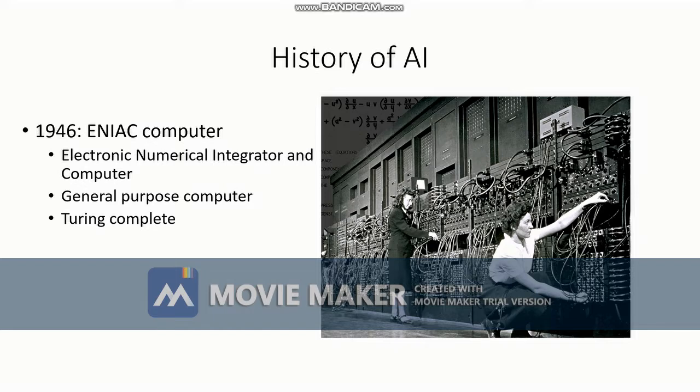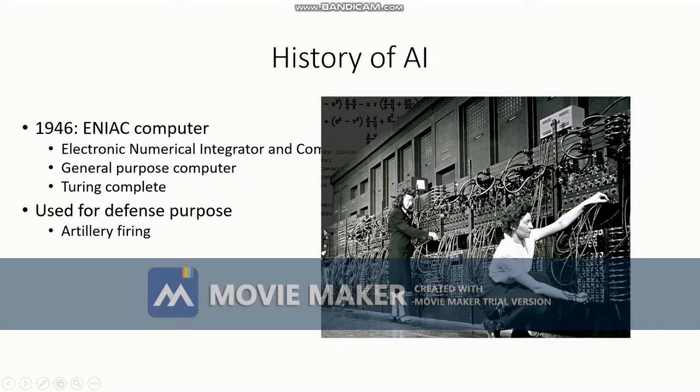If you see the picture towards the right hand side, the whole thing is the ENIAC computer. It was that big, and it was used for doing some computations. So why was this ENIAC created? Basically the ENIAC was created for defense purposes. It was used for artillery firing. As we know, during the 40s, the World War was a big thing back then.